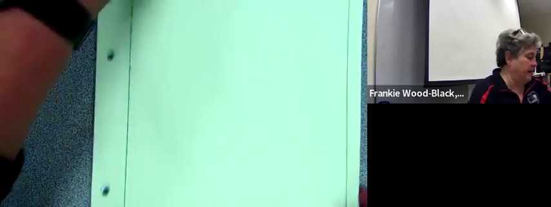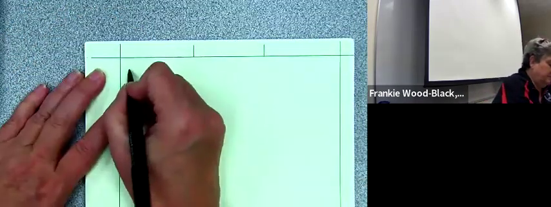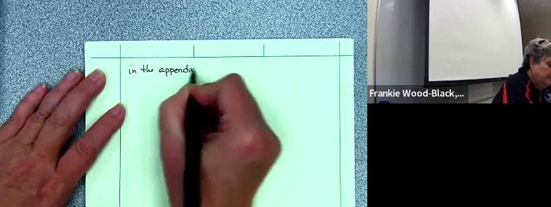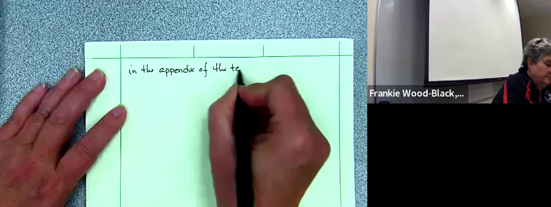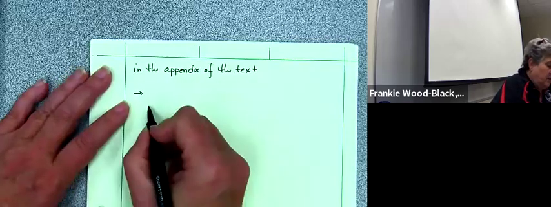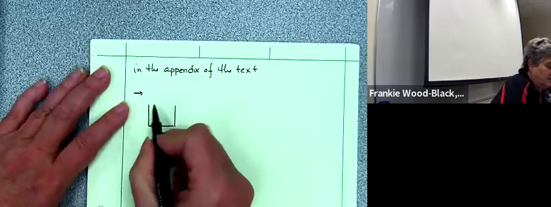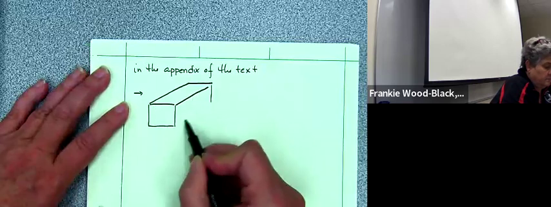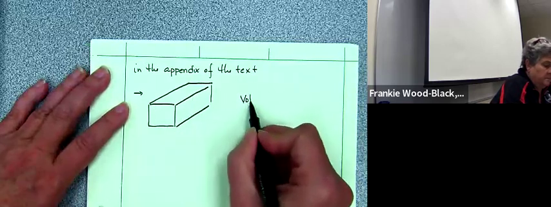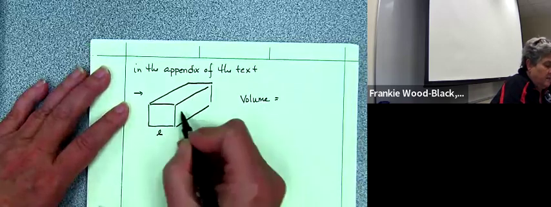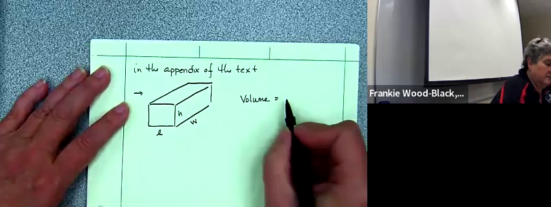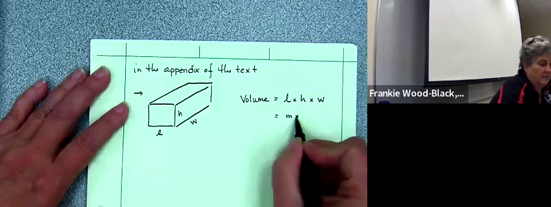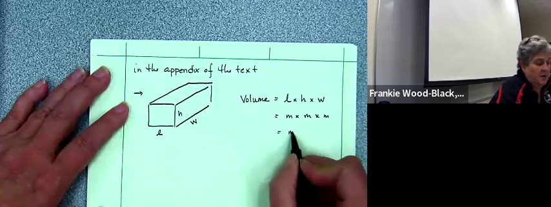All right. In the appendix of the text, you've got common volume calculations. So if I have a structure that looks like this, the volume is going to be length times height times width. I'm going to end up with meters times meters times meters, which is meters cubed.